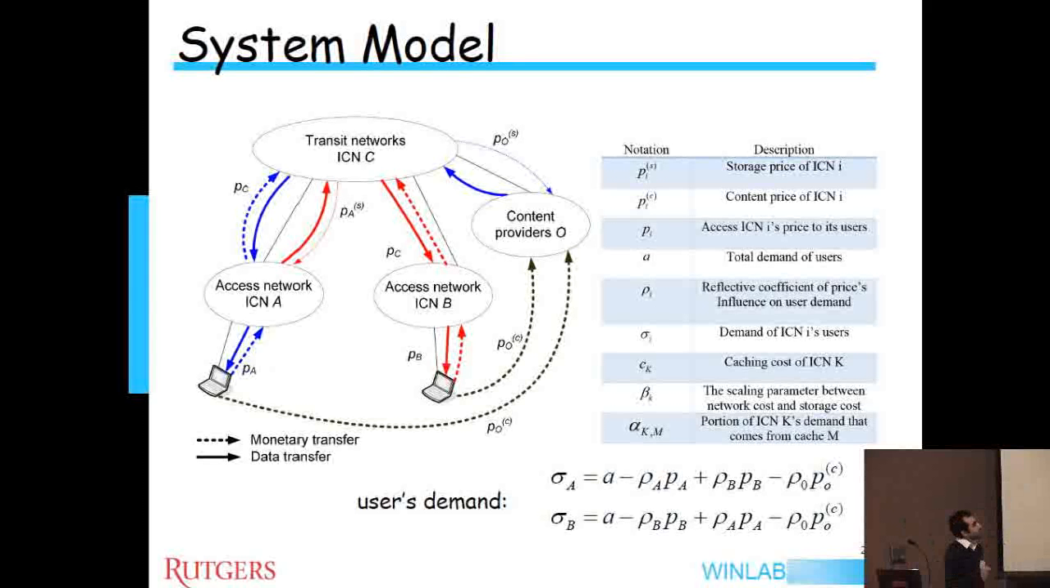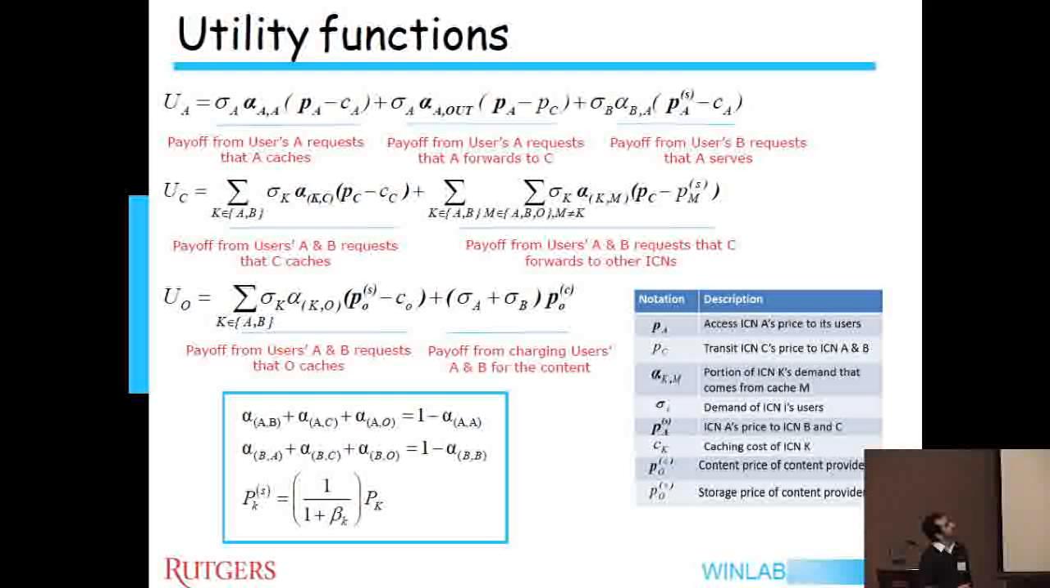Based on this parameter, we can formulate the utility function for all the players based on the demand, the fraction of stored content, the price, and also the caching cost for each player. For the access ICN and transit ICN, this payoff is the sum of two different terms. The first term is for caching the data. The other term is for forwarding the data.